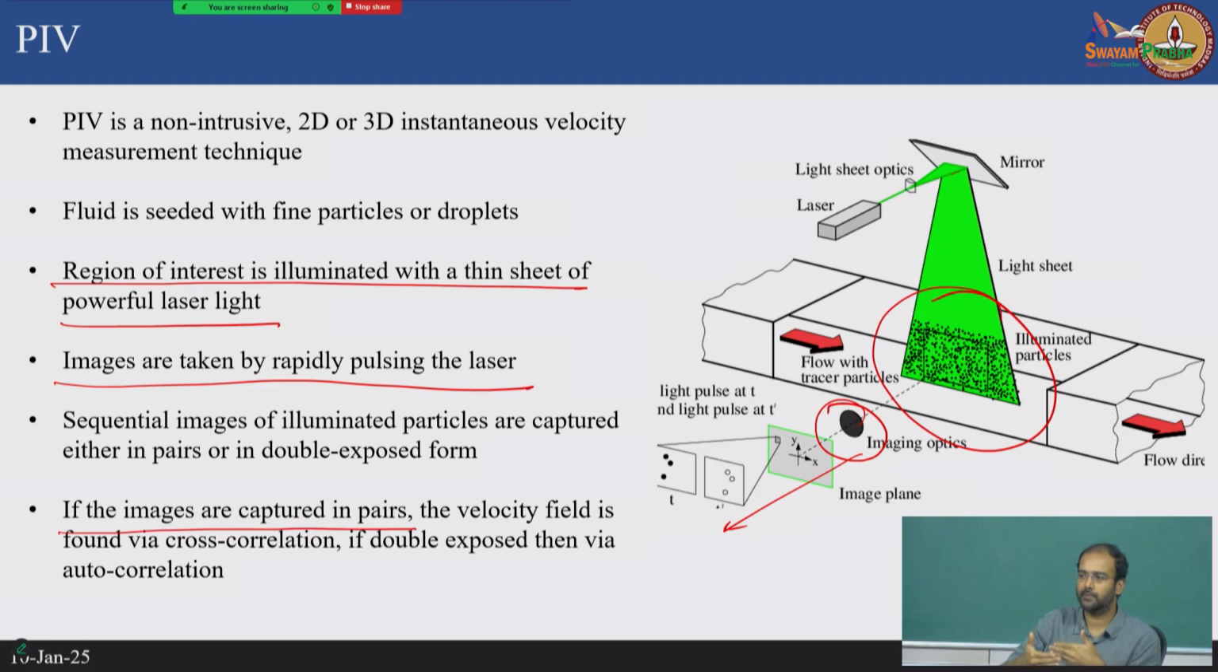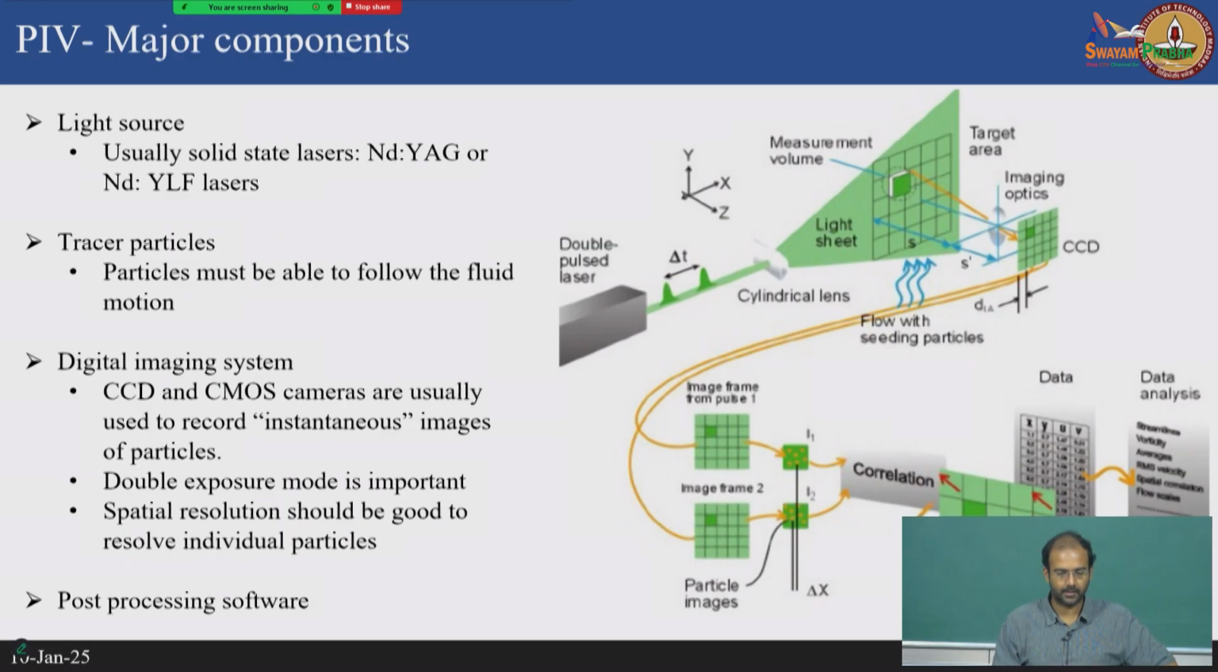So, we take pairs of images and build this cross correlation function, and depending on the value you know that this is the same tracer which has moved, and from the displacement and the time difference, you can calculate the velocity of the seeding particle. The assumption here is that the velocity of the seeding particle is the same as the flow velocity, because there is hardly any inertia due to the seeding particles.